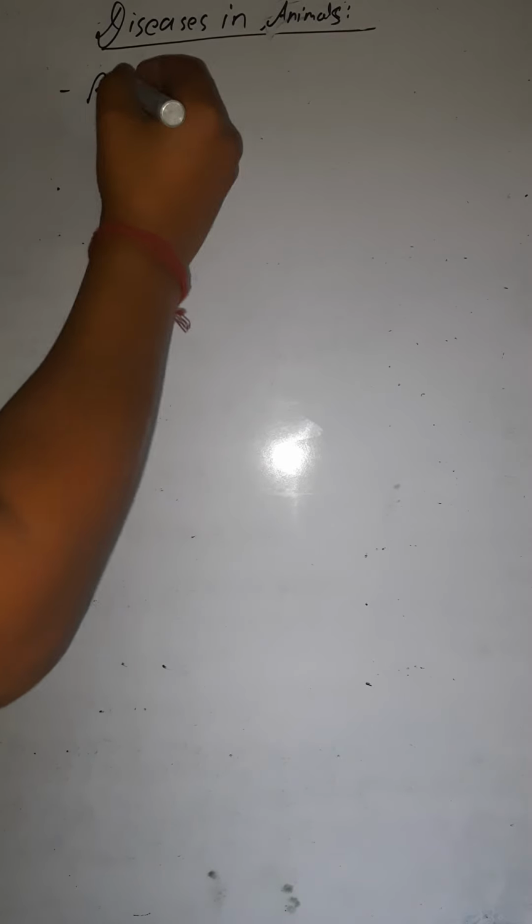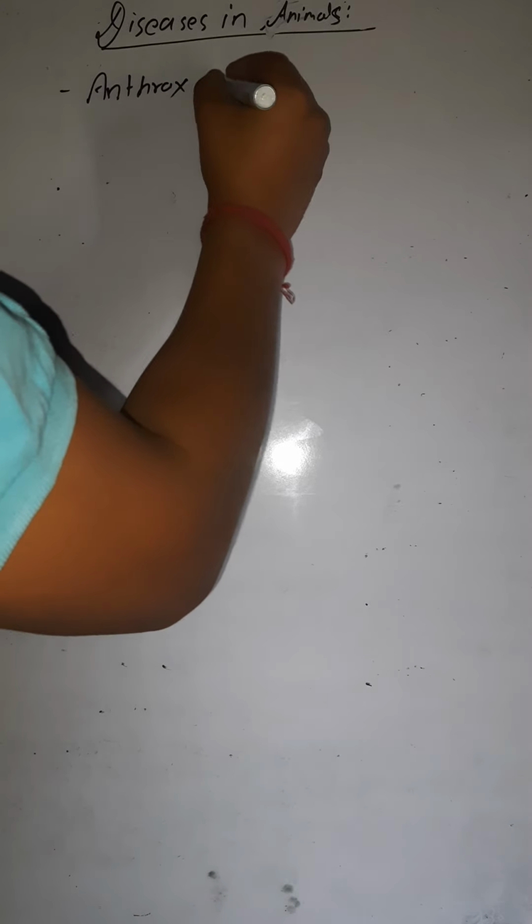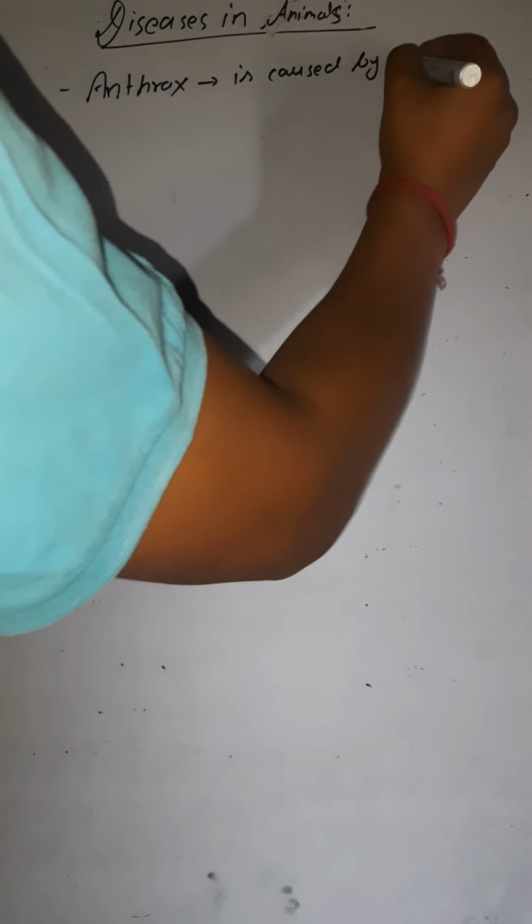Now, animals are also susceptible to diseases. The disease that is most common in animals is anthrax. This disease is caused by bacteria. It's a bacterial disease.